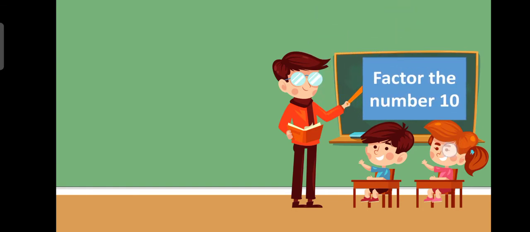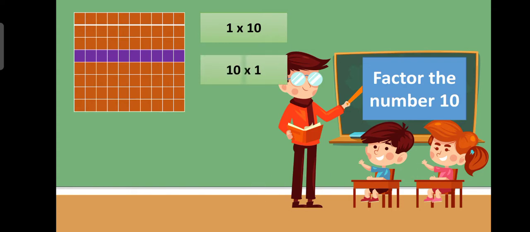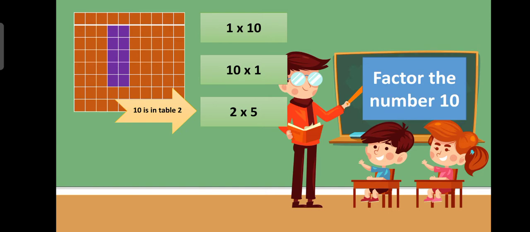The factors of number 10. We can arrange them in 1 column and 10 rows. So it will be 1 by 10. Or 10 columns and 1 row. It will be 10 by 1. Or 2 columns and 5 rows. So it will be 2 by 5.